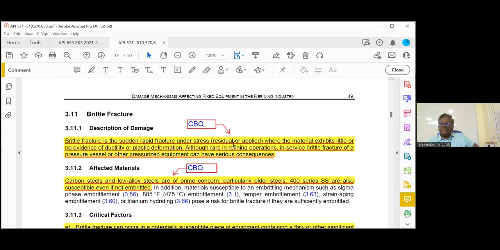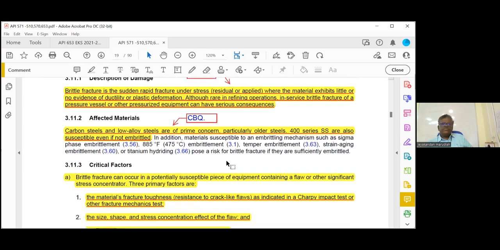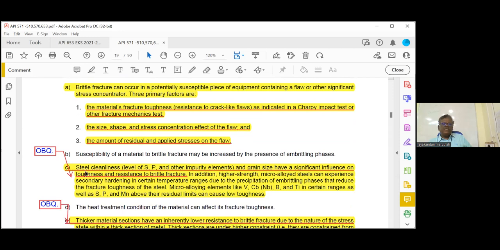Now, affected materials. Carbon steel and low alloy steels are the prime concern, particularly older steels. 400 series also are susceptible if not embrittled. So it will not affect 300 series, but it will affect carbon steel, low alloy steel, and the 400 series. Critical factors: the material toughness, size and shape of stress concentration, and the amount of residual or applied stress. Then C, highlight: steel cleanliness, level of sulfur, phosphorus, and other impurities, and grain size have a significant influence on toughness and resistance to brittle fracture.